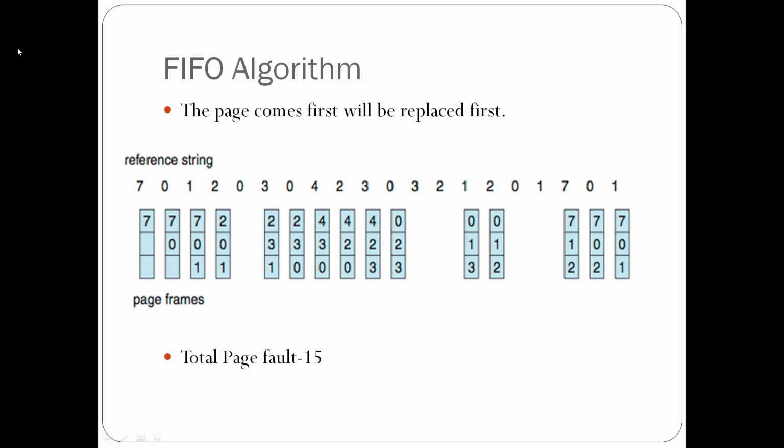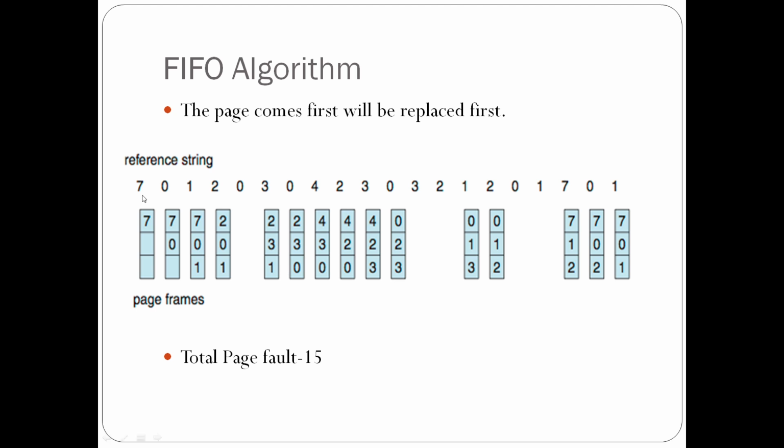The first algorithm is FIFO, first in first out. In the FIFO algorithm, the page that comes first will be replaced first. Here you will be given a reference string like this: 7, 0, 1, 2, 0, 3 and so on up to 7, 0, 1. The number of frames given is 3. Initially all the frames are empty.